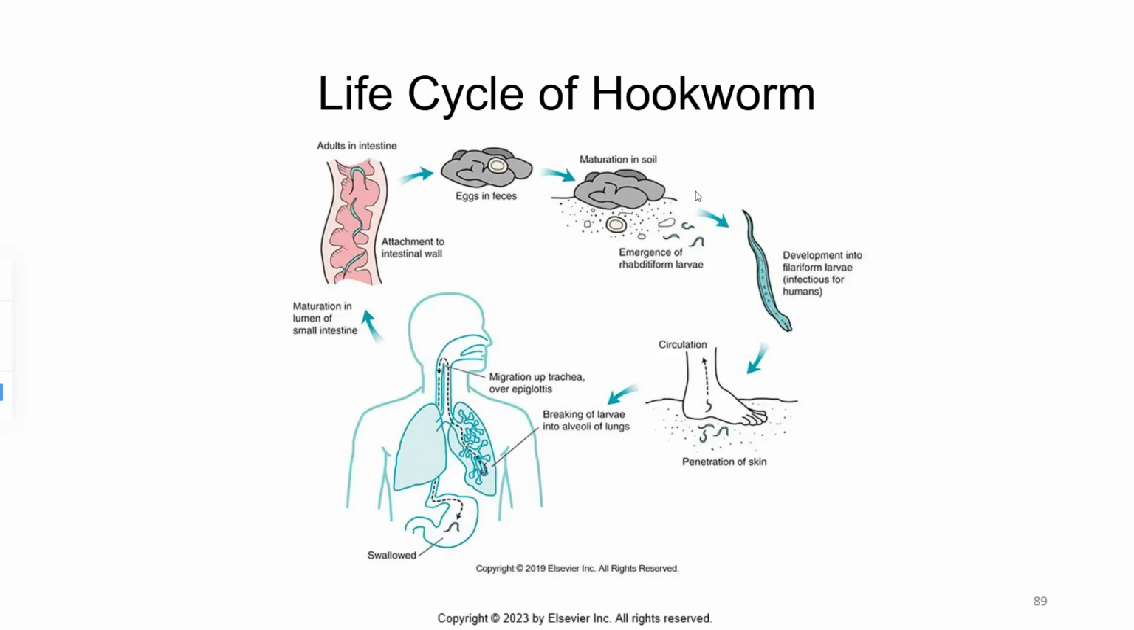So the life cycle: the eggs are in the feces, they would then mature in the soil, rhabditiform larvae would emerge, and then they would penetrate through the skin as someone is walking through infected soil. The larvae then migrate up to the lungs, then up the trachea, over the epiglottis and get swallowed down into the intestines. And then it's going to mature into an adult worm in the intestine, and those adult worms are then going to release more eggs into the feces.